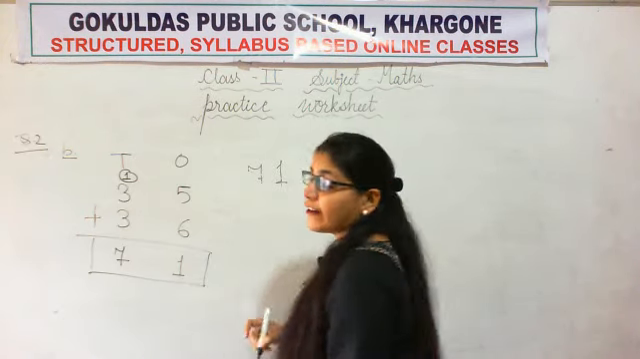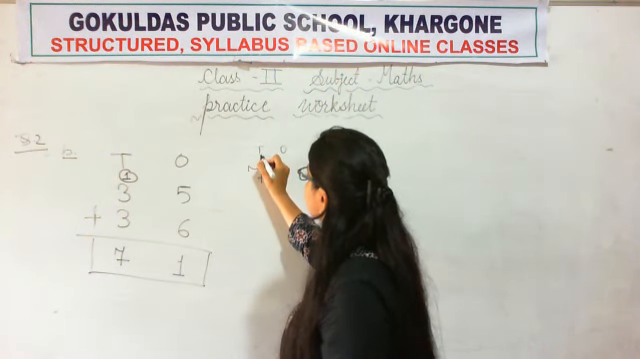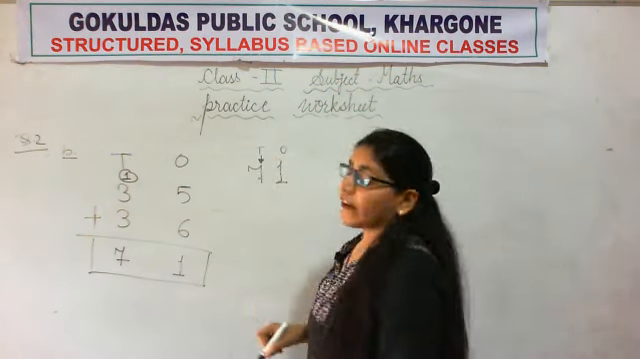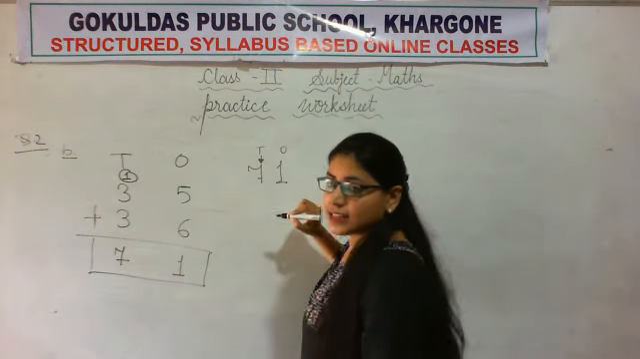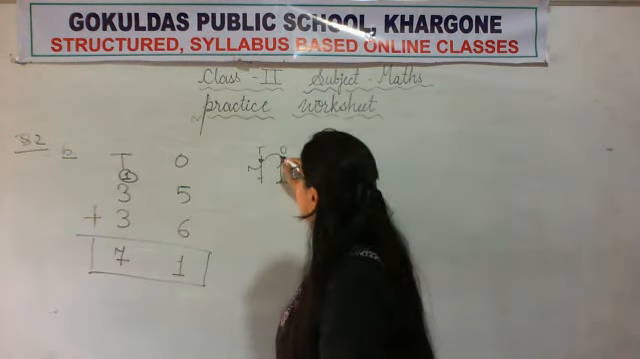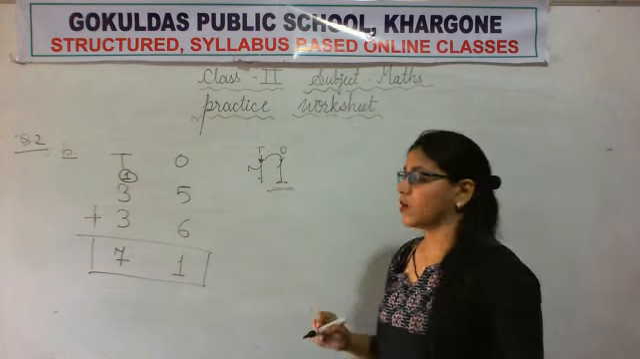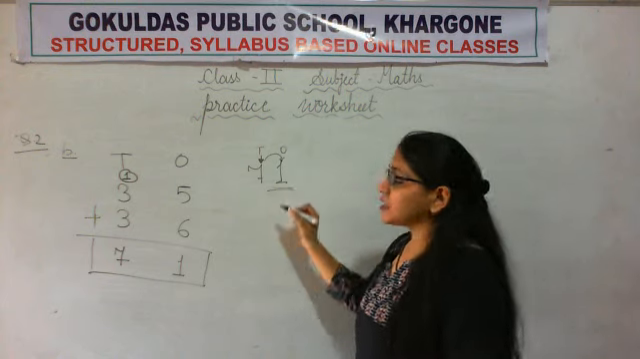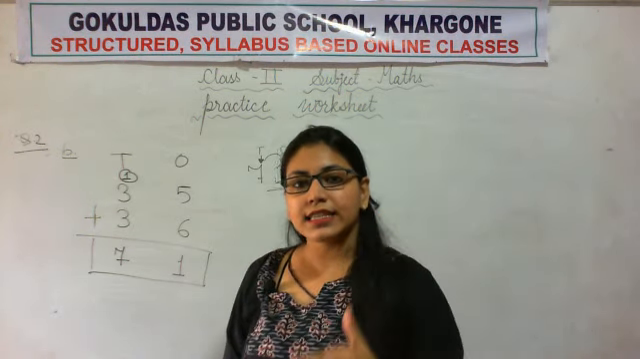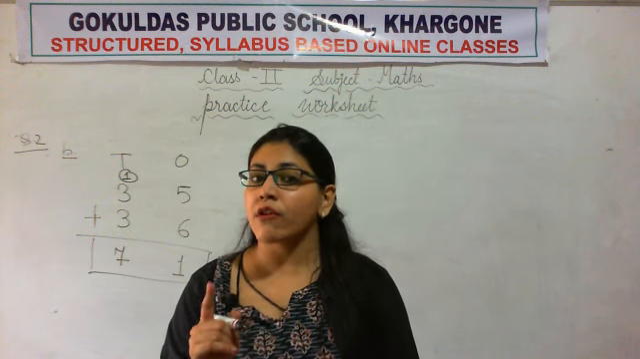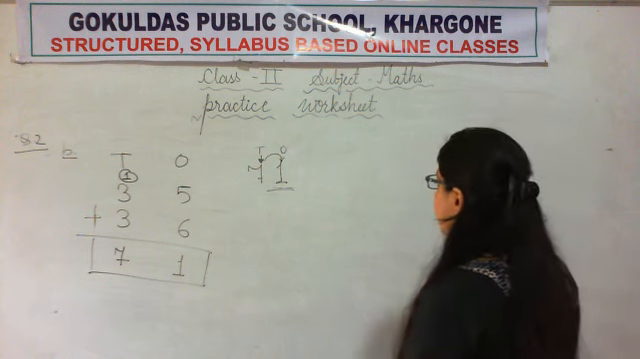Okay. Nearest 10. This is the 10s place and this is the 1s place. So the question is asking us to round off to the nearest 10. This is the 10s place. So we will see the number right to it. It means we will see this 1s number. At the 1s place, number 1 is there. So 1 is lesser than 4. So we will round down.